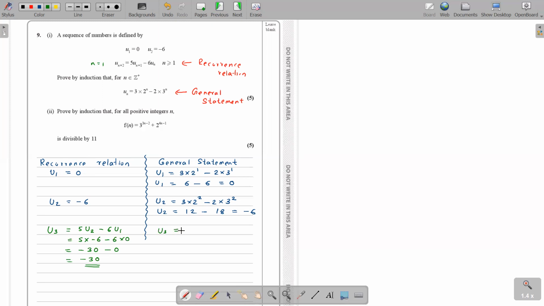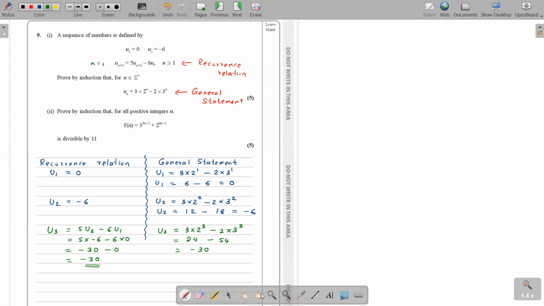Okay, get the third term from the general statement as well. For u3 from the general statement, we get 3 times 2 to the power 3 minus 2 times 3 to the power 3. What do we get here? 2 to the power 3 is 8, 8 times 3 is 24. 3 to the power 3 is 27, times 2 is 54, right? 24 minus 54 is minus 30. Can you see the answer for the recurrence and general statement? They actually match, even for the third term. But we can't keep on doing it like this, so we need a general way to prove it.